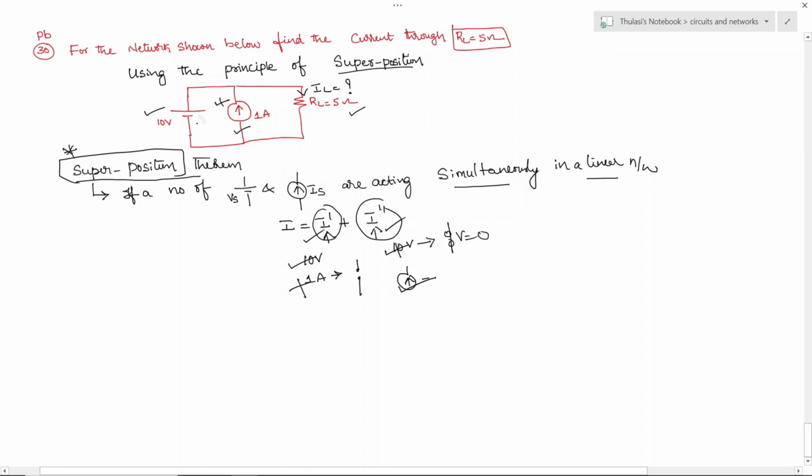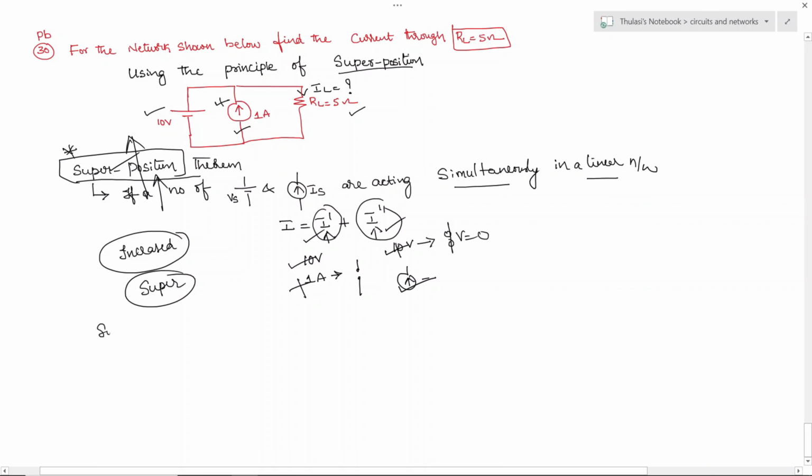We activate one source and deactivate the other, and later we activate the other and deactivate the first. The positions are increased, so there is an increment of positions. Whenever the positions are increased, the process is called super. That's why the name of this theorem is superposition, meaning more positions are available in this theorem. Now let's try to do this problem.